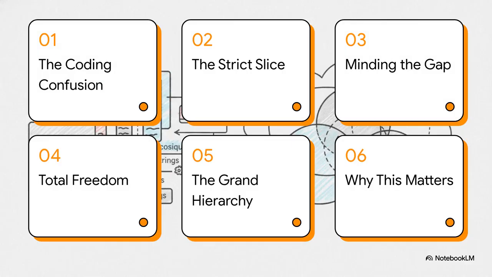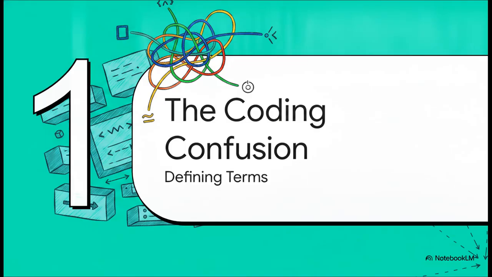Here's our roadmap for today. We'll start with the coding confusion, move into the strict slice, minding the gap, total freedom, the grand hierarchy, and wrap it all up with why this matters. All right, let's jump right into Section 1, the coding confusion.